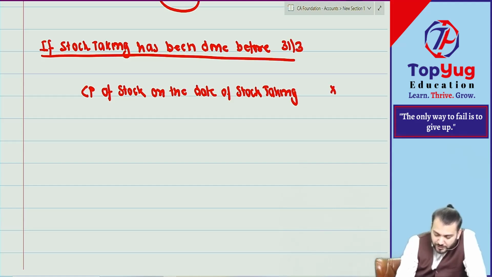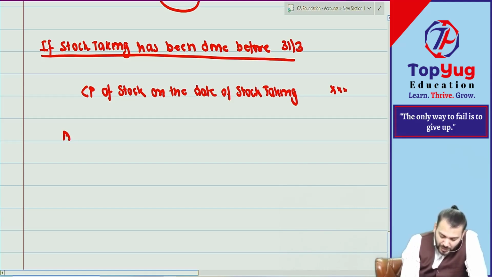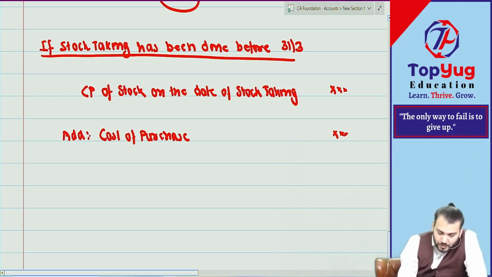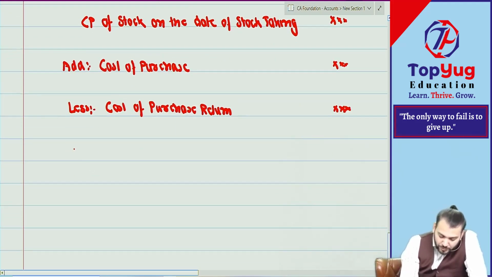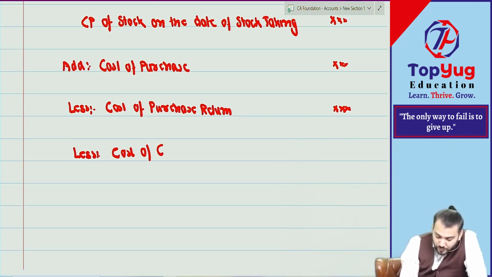On the date of stock taking. Then in this we'll add cost of purchase. I've written cost of purchase. Correct? And we should deduct what? Cost of purchase return. Cost of purchase return. Correct. Then we should deduct what? Cost of goods sold. Cost, na. Cost of goods sold.